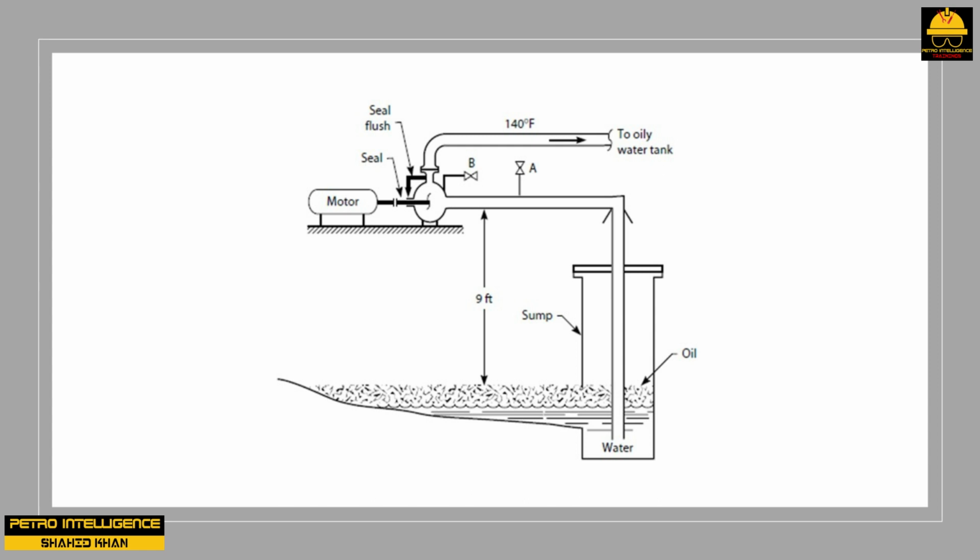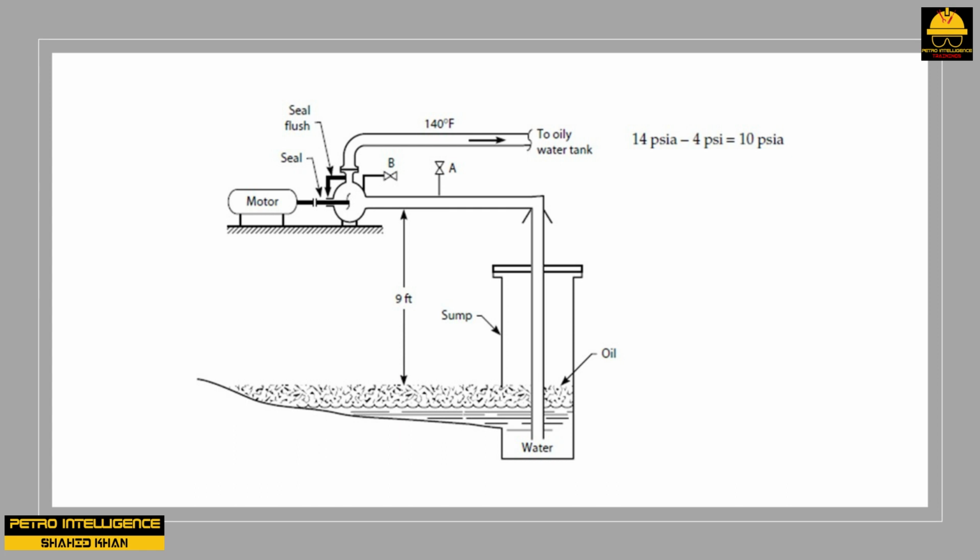9 feet of water is equal to 4 psi, that is, 9 divided by 2.31. This means that the pressure at point A was -4 psig. Atmospheric pressure on this particular day was 14 psia. The absolute pressure at the suction of the pump was then 14 psia minus 4 psi equals 10 psia. The vapor pressure of water at the 140 degrees Fahrenheit pumping temperature is 3 psia. The suction pressure at the pump minus the vapor pressure of water at the suction of the pump is then 7 psi, that is, 10 psia minus 3 psi.